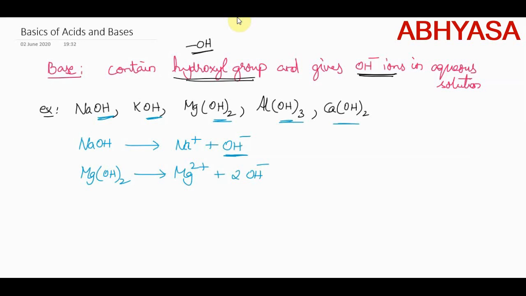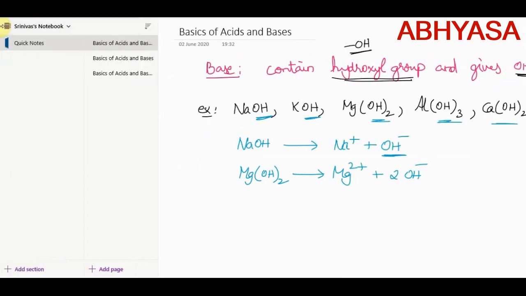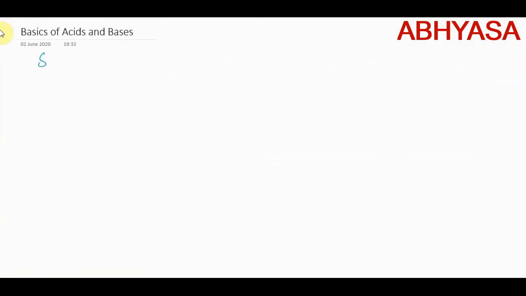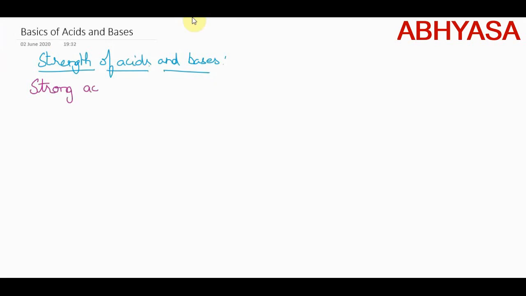Now let's discuss a very important topic related to this acid and base. That is the strength of the acid and base. We are talking about the strength of acids and bases. These are very basic points, but the concepts of this particular one we come across in several chapters. Let us take strong acid. We are talking about the strength. I will just explain what is the meaning of strength here.